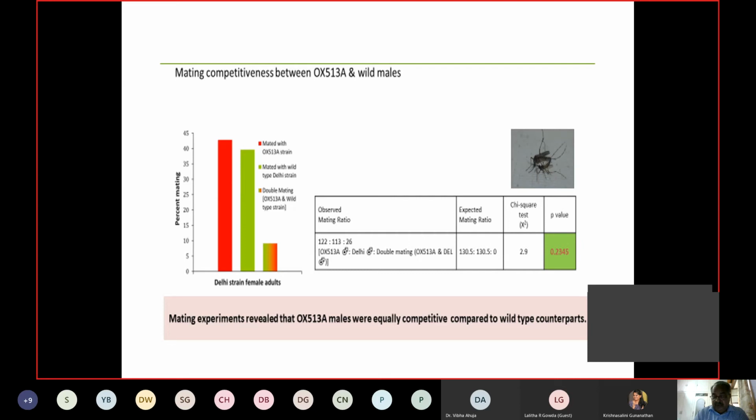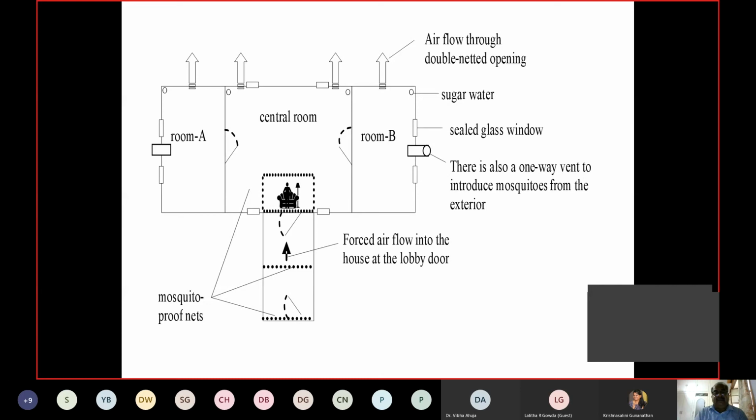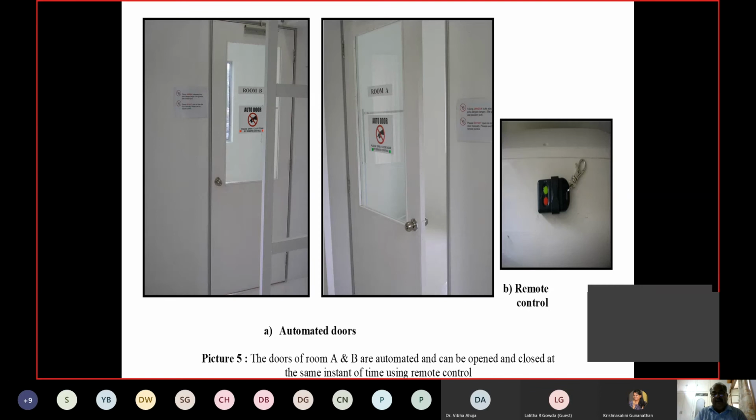As I said, after the laboratory experiment is over, we go to the physically contained area outside the laboratory. And this has to be designed very carefully, keeping in mind the various requirements of the experiments. I'll show you the design somewhere. Just one minute.